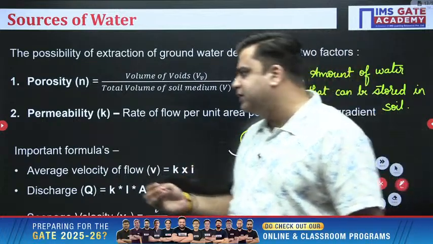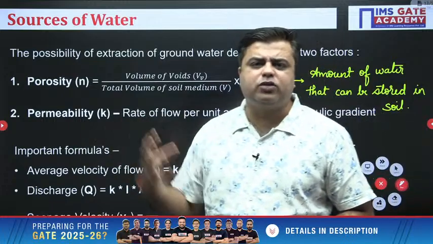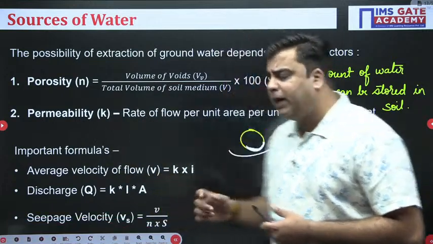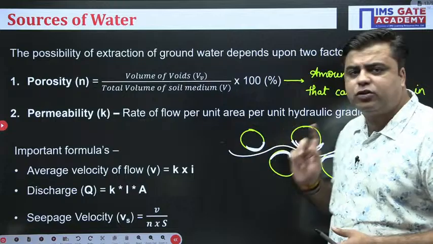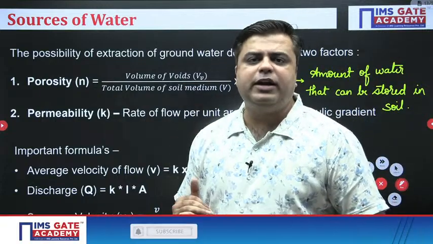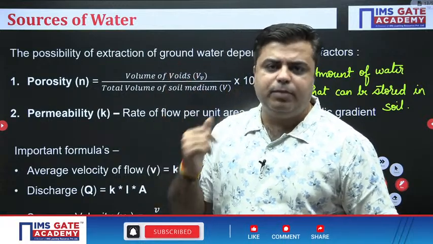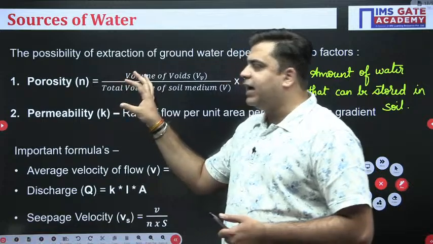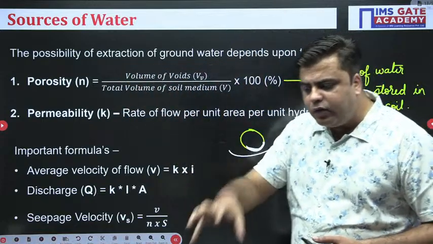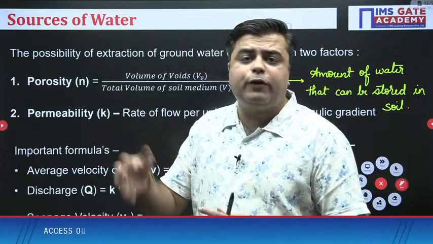So usually we see that permeability is the rate of flow of water through the soil medium. It can be understood by the frictional resistance offered by the soil medium. If frictional resistance offered by the soil medium is more, permeability will be less. If frictional resistance offered will be less, permeability will be more. So these two factors actually help you to decide how easily you can fetch the amount of water and how long you can fetch this water.